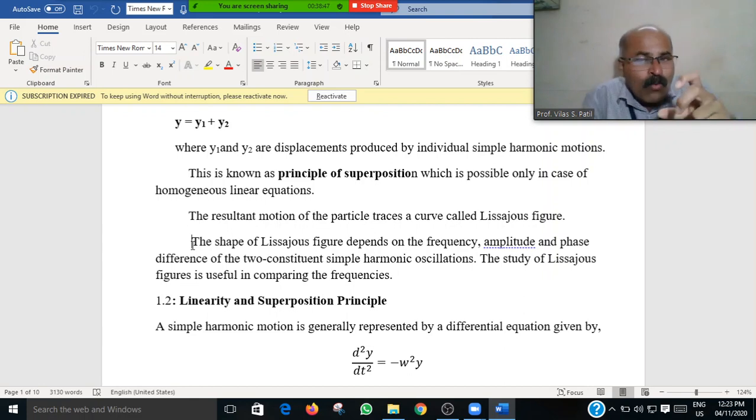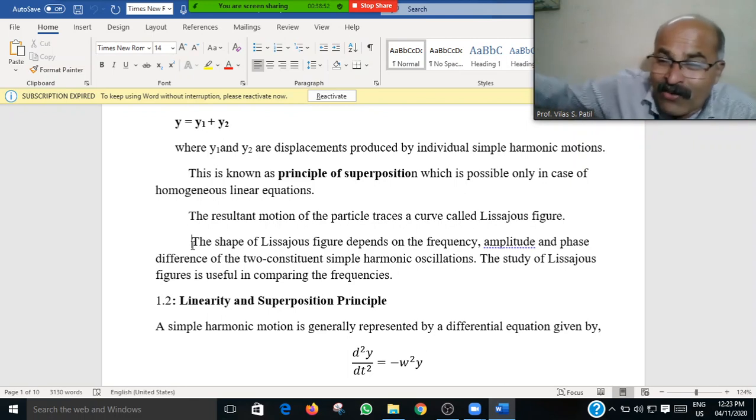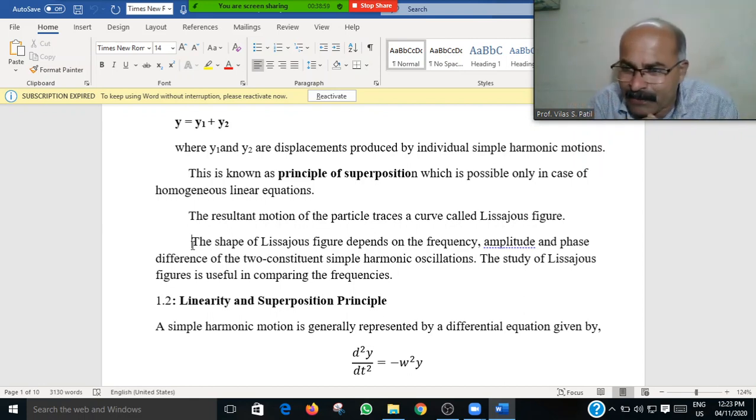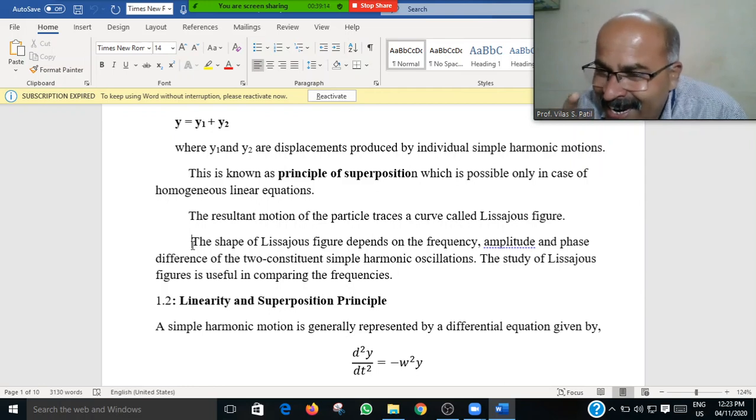And if one of the quantities is changed, if the frequency is changed, the Lissajous figure will change. If only the path difference is changed, the Lissajous figure will change. It means that the curved path of the oscillatory body is known as a Lissajous figure. That shape depends upon the amplitude, frequency, as well as the path difference between two constant simple harmonic oscillations.